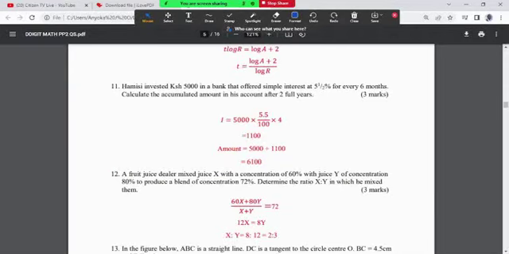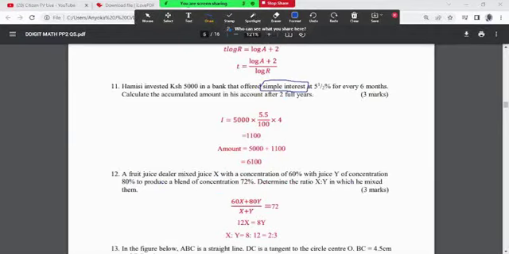Hamisi invested 5,000 shillings in a bank that offered simple interest at 5.5% for every 6 months. Calculate the accumulated amount in his account after 2 full years. This is a question on commercial arithmetic 2, on simple interest and compound interest, but in this case it is simple interest.